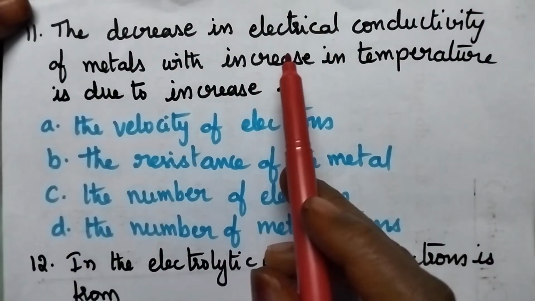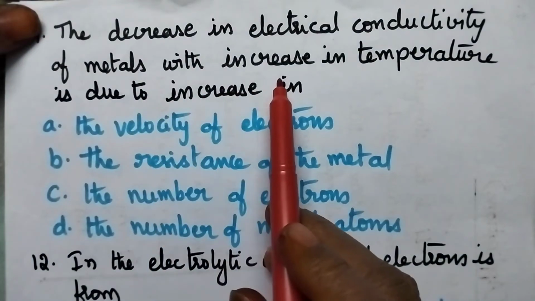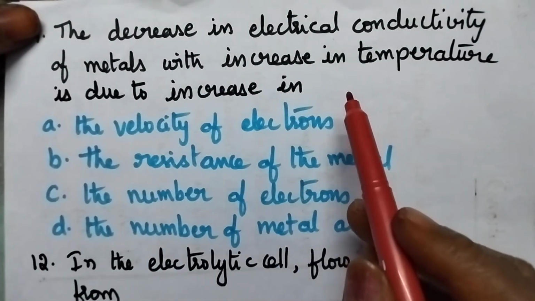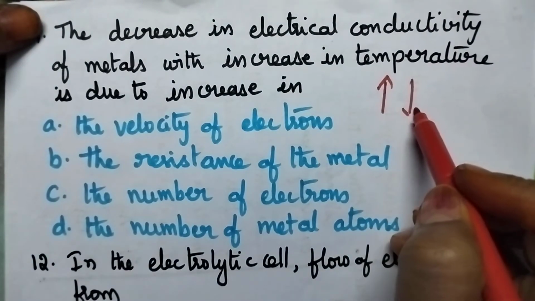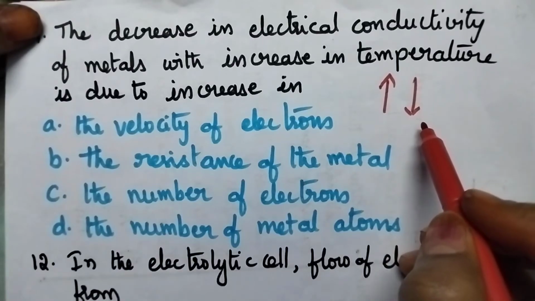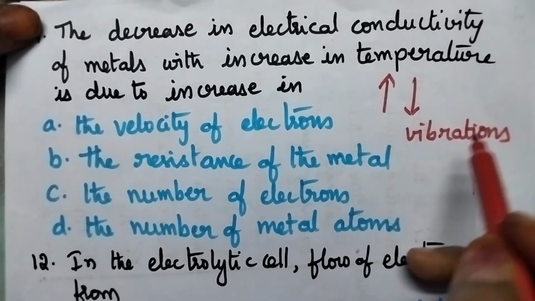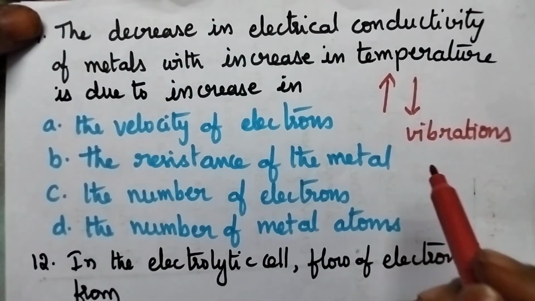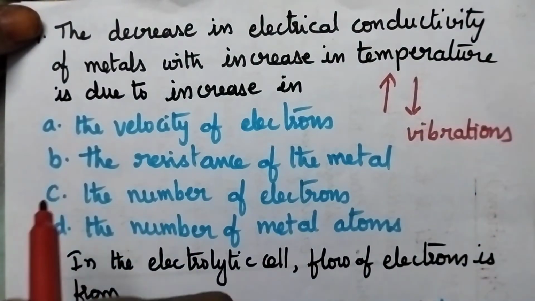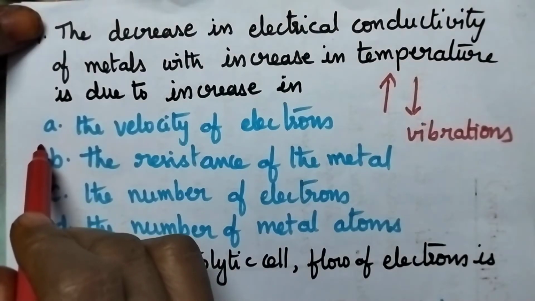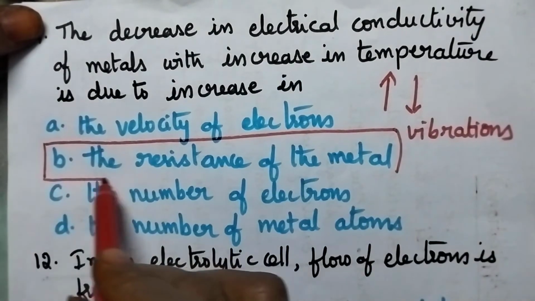The decrease in electrical conductivity of metals with the increase in temperature is due to increase in. So in the case of metallic conductors, always with the increase of temperature the conductivity decreases, and this is mainly due to the increase in the vibrations of the atoms. Whenever the vibrations of the atoms increase, they exhibit much resistance to the conductance, and hence the decrease in the electrical conductivity of metals with the increase of temperature is mainly due to the resistance of the metal.